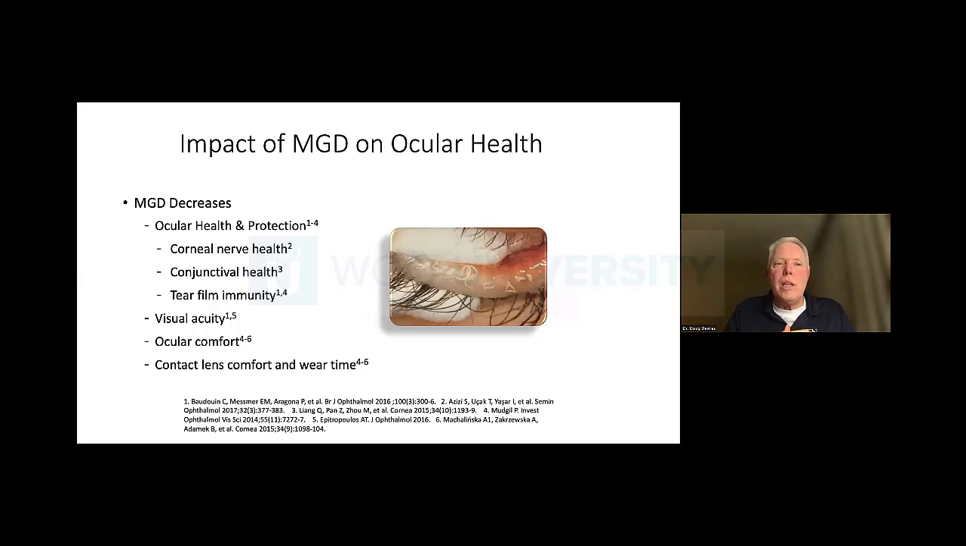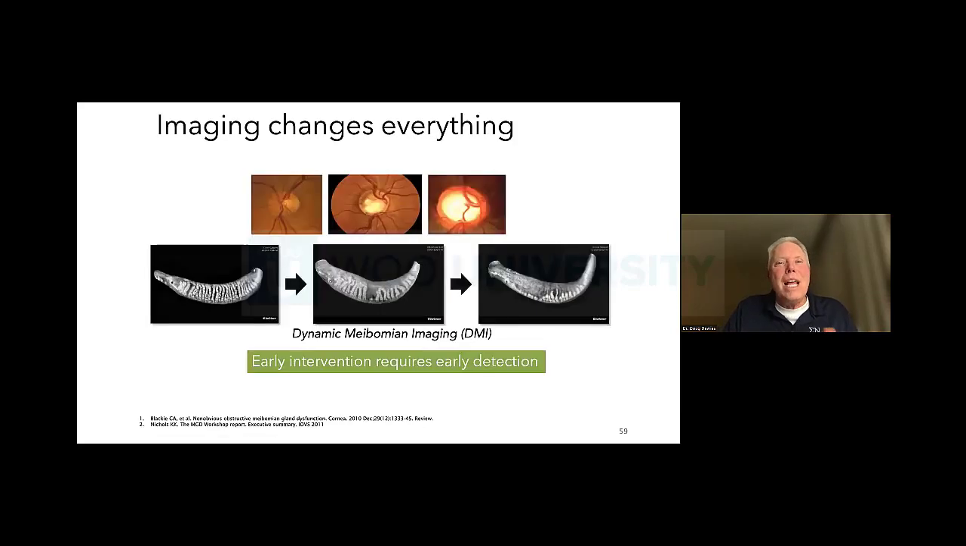And we know that the impact that we're going to have with MGD is going to affect the corneal nerve health, the conjunctival health, and of course, the immunity of the tear film. It's going to affect visual acuity. And of course, what's going to be so important to most optometric practices is contact lens comfort and wear time as well.